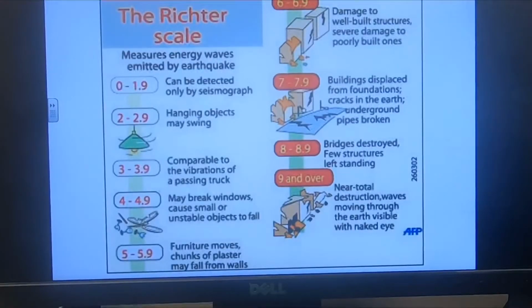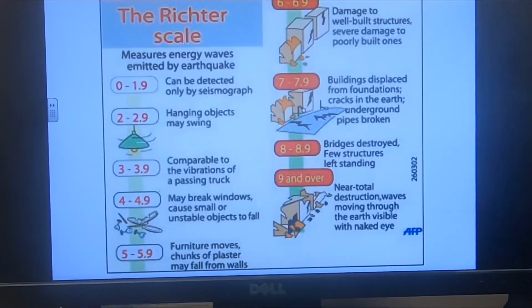Now, here's a sample of what the Richter scale looks like. It goes from 1 to 9, 1 being the lightest earthquakes and 9 being catastrophic. So anything from 0 to 1.9 on the Richter scale, you won't even know it. You could be sitting in your room at home and you wouldn't feel anything. You would need a seismograph to detect it.